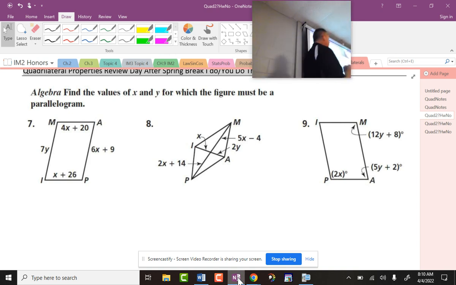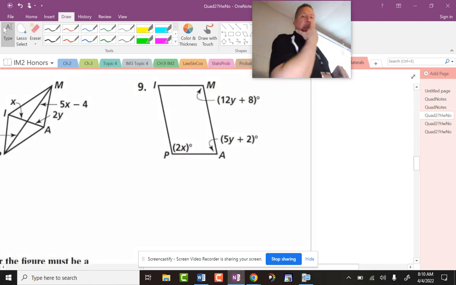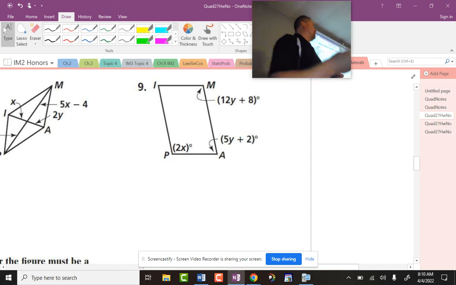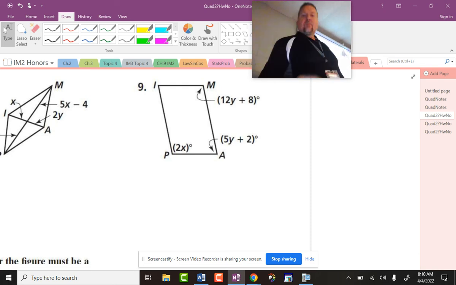We know the properties I just stated here. Let's go to 9, and hopefully you're fine on 7 and 8. So, Evan, what's true? What are some equations that are true here? 12y plus 8 plus 5y plus 2 is equal to 180.